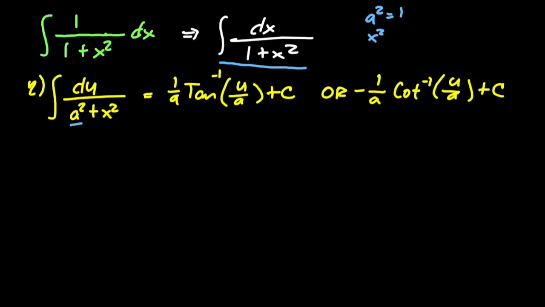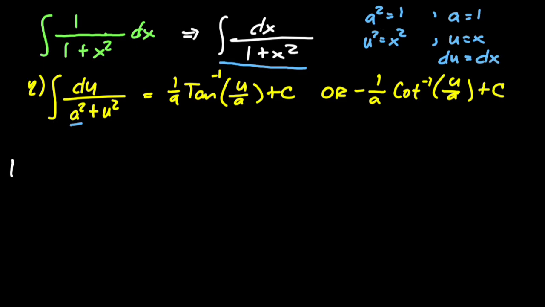Wait, now that I think about it, this should be u squared. Now, u squared here will be equal to x squared, according to this formula. And now, the square root of 1 is 1. The square root of x squared is simply x. And so, take the derivative of x, which is simply dx.